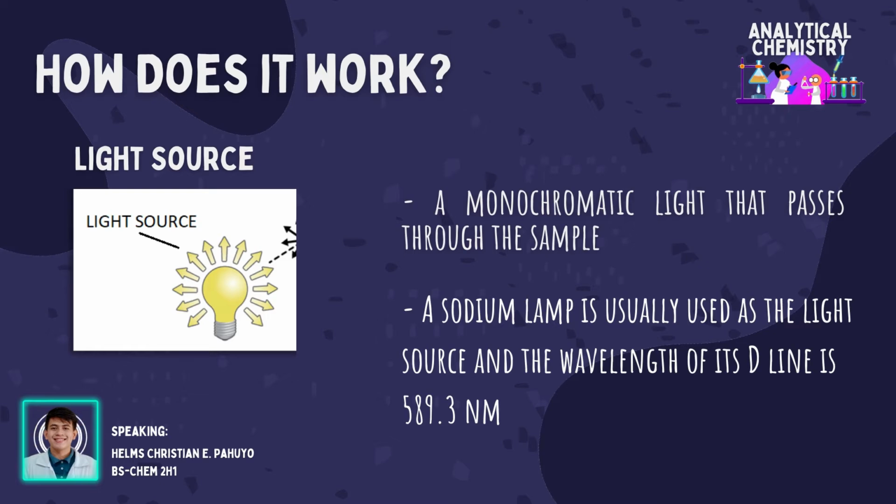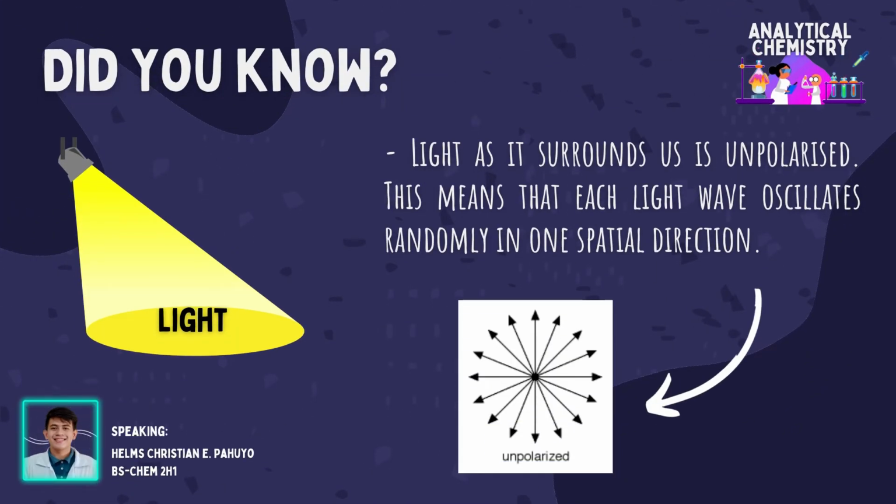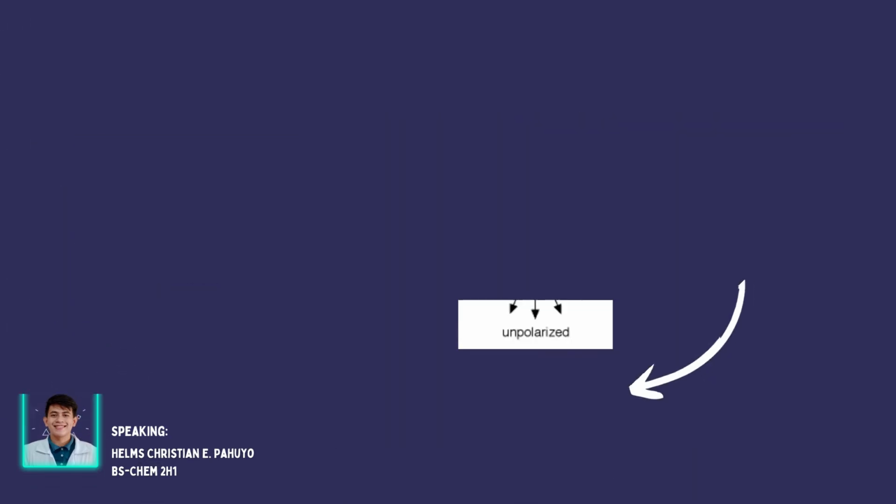In our illustration, the process of measuring the optical rotation of molecules in solution starts with a light source. This is a monochromatic light that passes through the sample. A sodium lamp is usually used as the light source and the wavelength of its D line is 589.3 nanometer. Did you know? Light as it surrounds us is unpolarized. This means that each light wave oscillates randomly in one spatial direction.